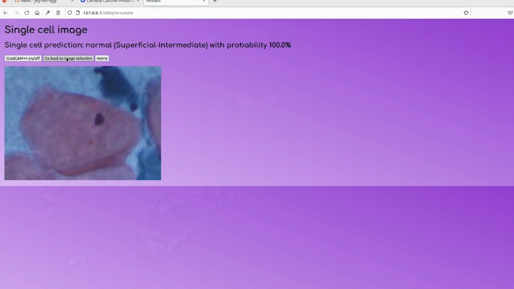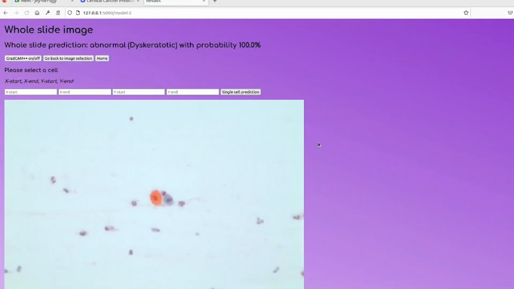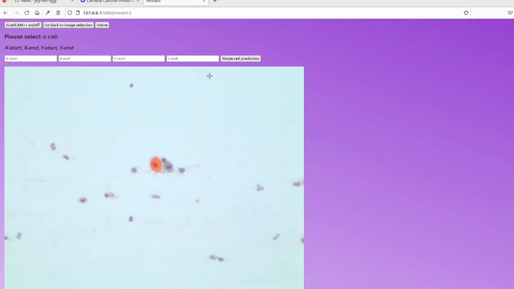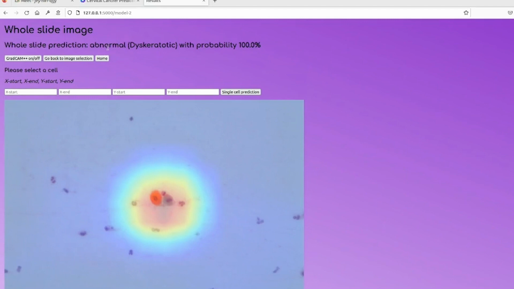We can see a more tricky one. So let me check. For example, this one. This shows it's almost empty; it only shows 2 cells. We can see from the attention map that the predictor focuses on these 2. And maybe you can notice that these 2 cells look different. The prediction is abnormal, keratotic.